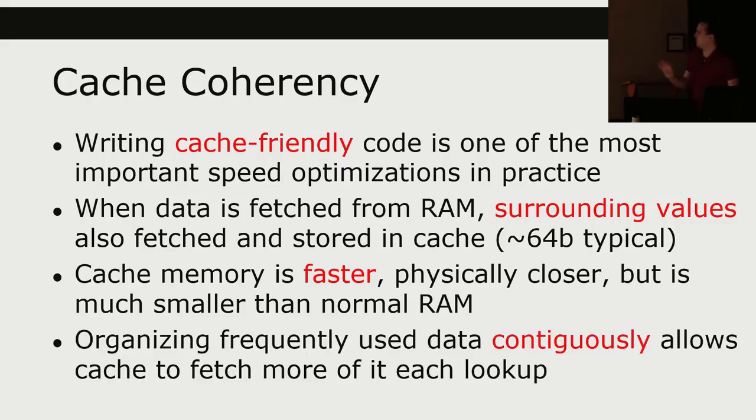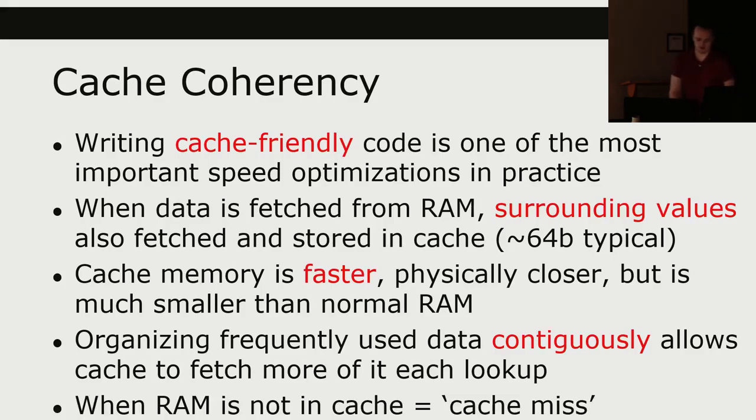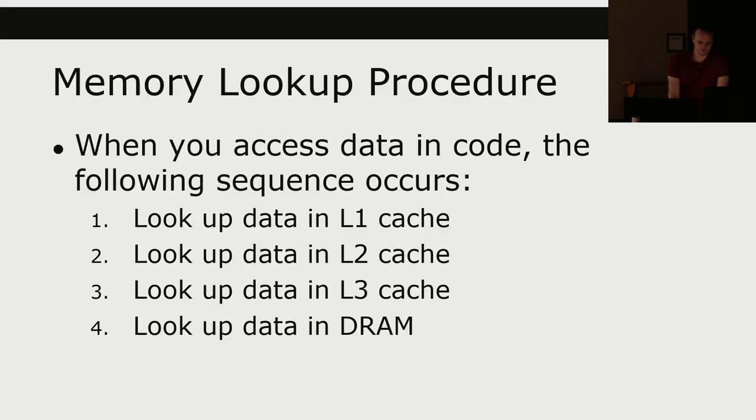So if you organize frequently used data contiguously, meaning literally right next to each other in the address space of memory, then when you go to get that memory, you'll be getting big chunks of it, and so you'll get more cache hits. So whenever something is in the cache, it's called a cache hit, and when something is not in the cache, that's called a cache miss. And cache misses can be surprisingly expensive.